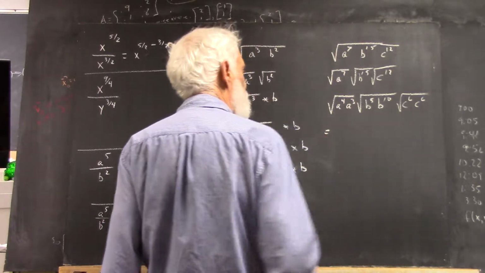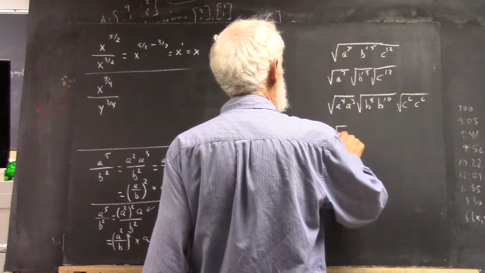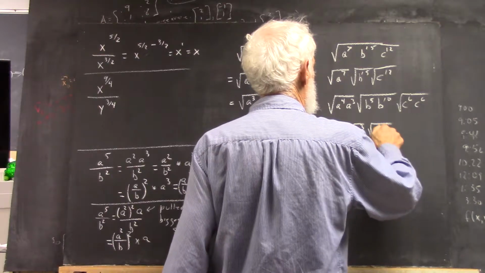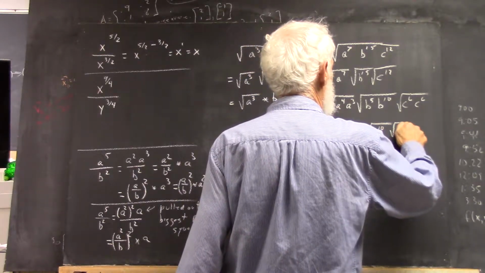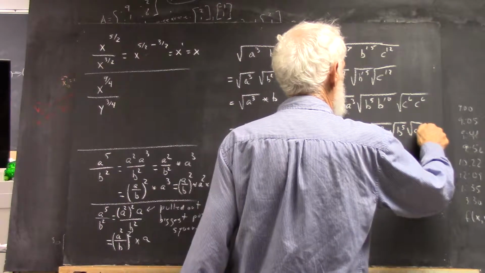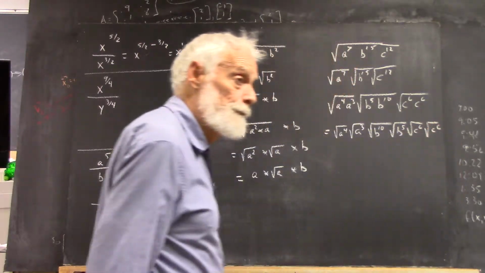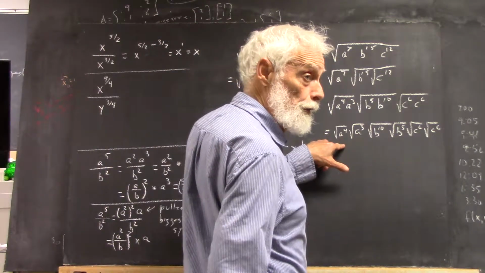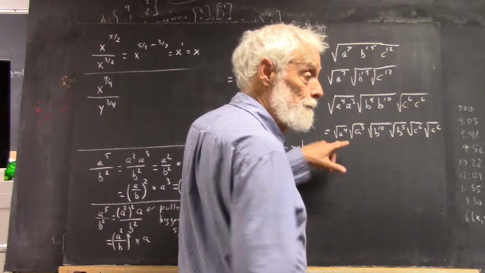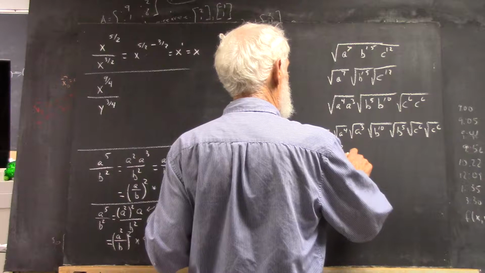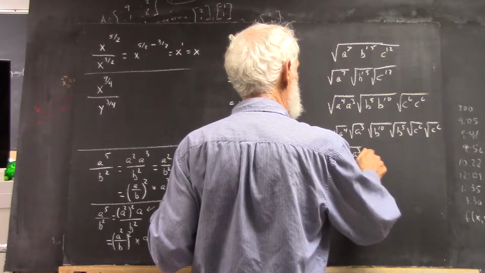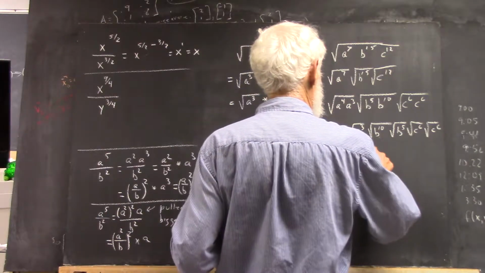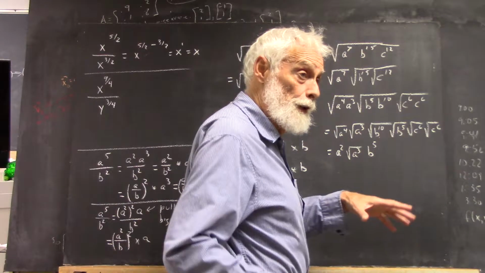Okay. Well, that equals the square root of a to the 4th times the square root of a cubed times the square root of b to the 10th times the square root of b to the 5th times the square root of c to the 6th times the square root of c to the 6th, right? And the square root of a to the 4th is a squared, right? And then we have the square root of a cubed. What's the square root of b to the 10th? B to the 5th, right? So we're good with that. Everybody good with that? Mm-hmm.